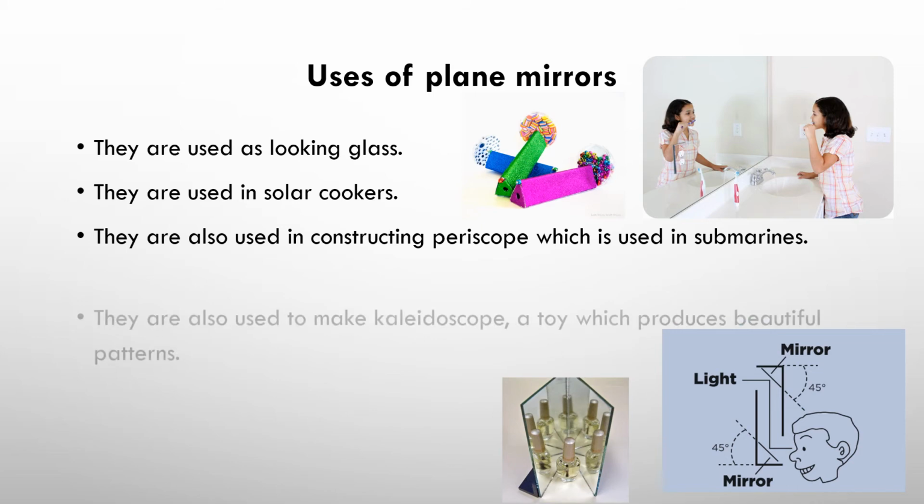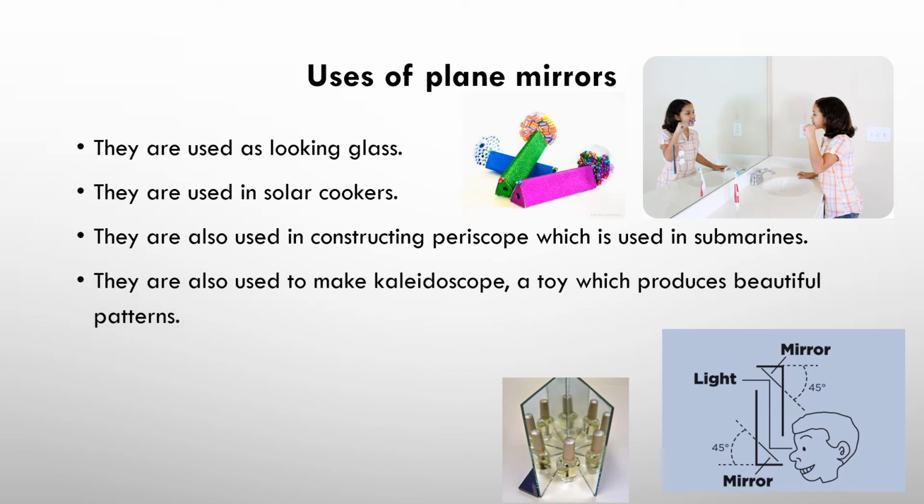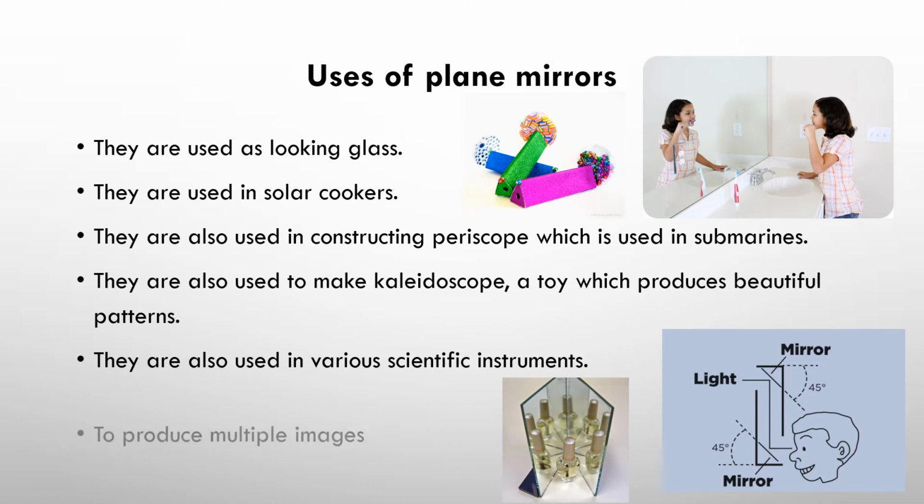We use the plane mirrors also to make the kaleidoscope. Kaleidoscope is a simple toy which is used to produce beautiful patterns, and also it is used in various scientific instruments. And to produce multiple images, we also use plane mirrors, and we keep plane mirrors at different angles to produce multiple images.